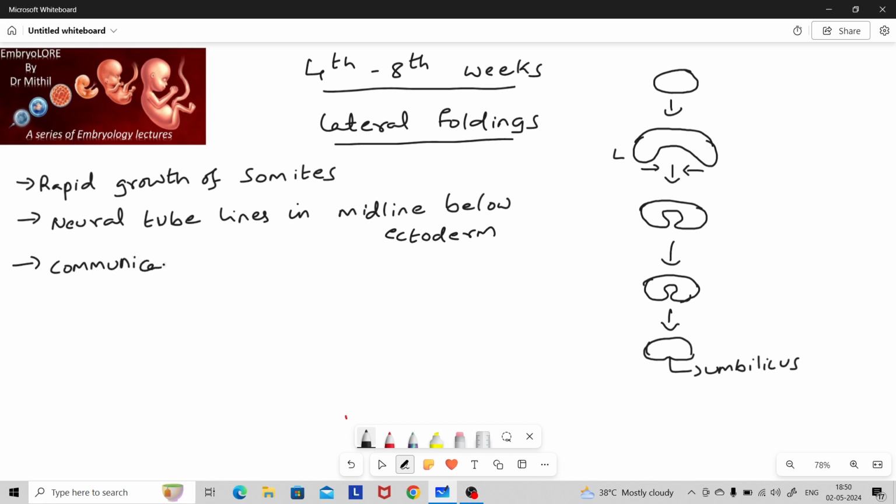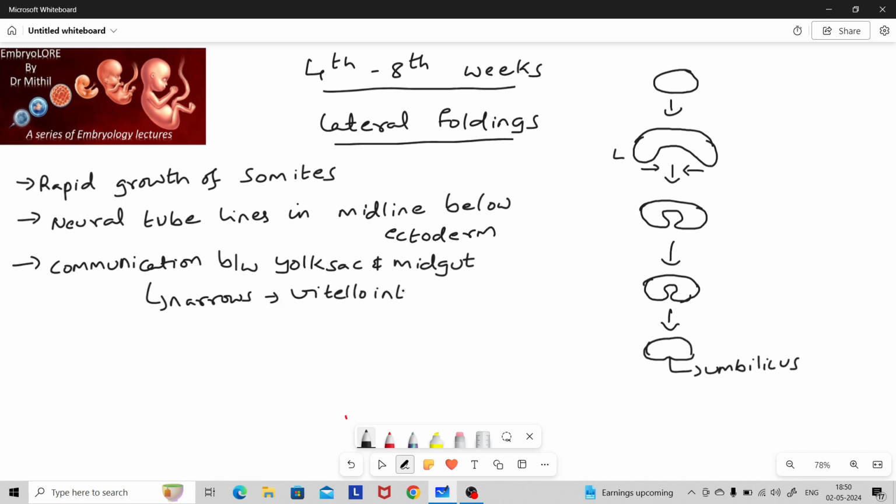The communication between the yolk sac and the midgut narrows to form the vitello-intestinal duct, also called the omphaloenteric duct. So that is the omphaloenteric duct.